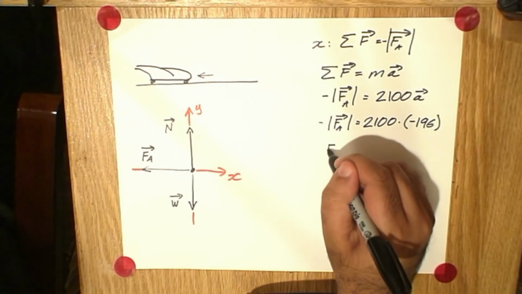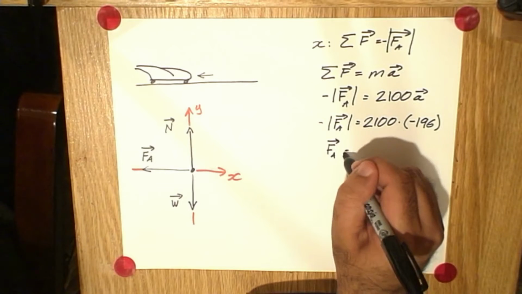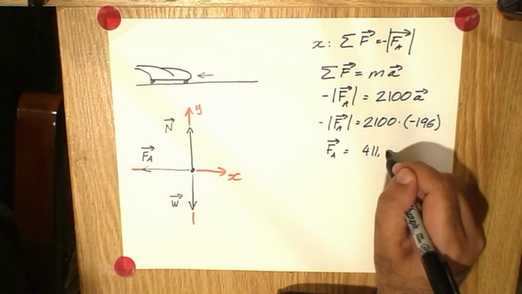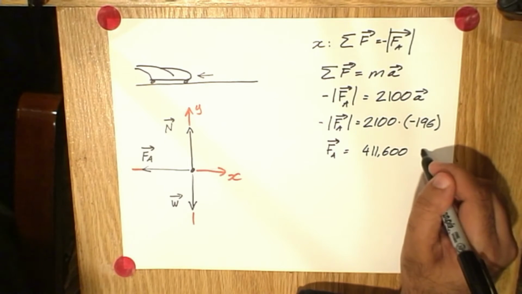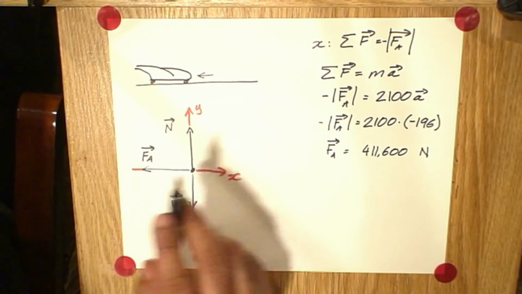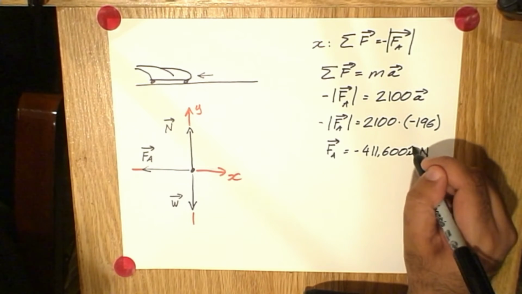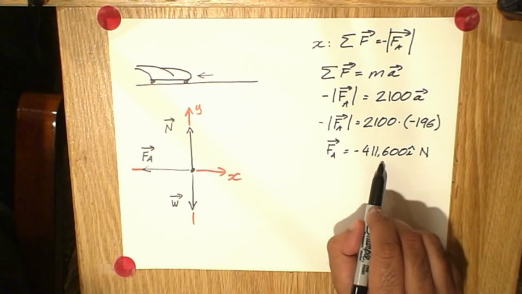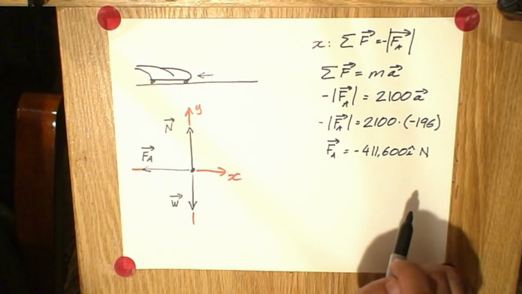So the applied force is 411600 newtons. And because it's pointed leftwards, that's the negative x direction, I'm going to put it down like that: negative 411,600 i hat newtons.